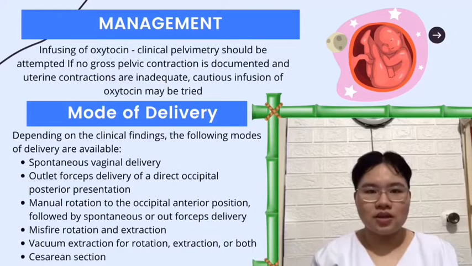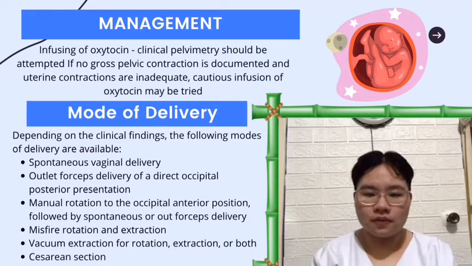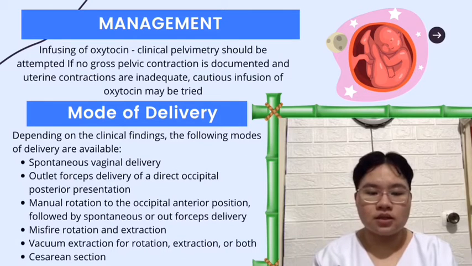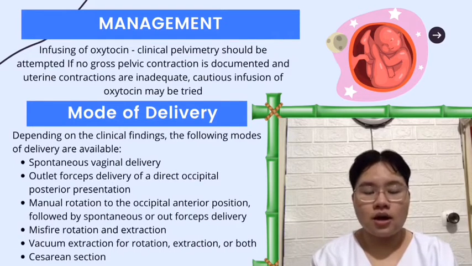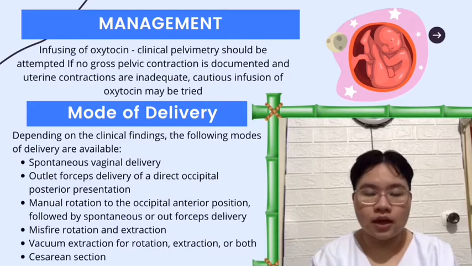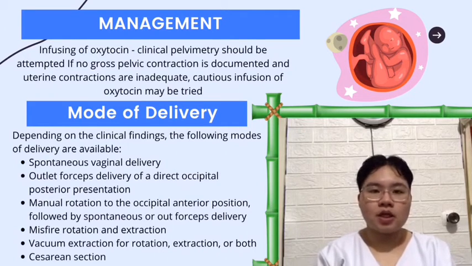For management, it may be done through infusion of oxytocin, where clinical pelvimetry should be attempted. If no gross pelvic contraction is documented and uterine contractions are inadequate, cautious infusion of oxytocin may be tried. Mode of delivery may be chosen depending on the clinical findings.